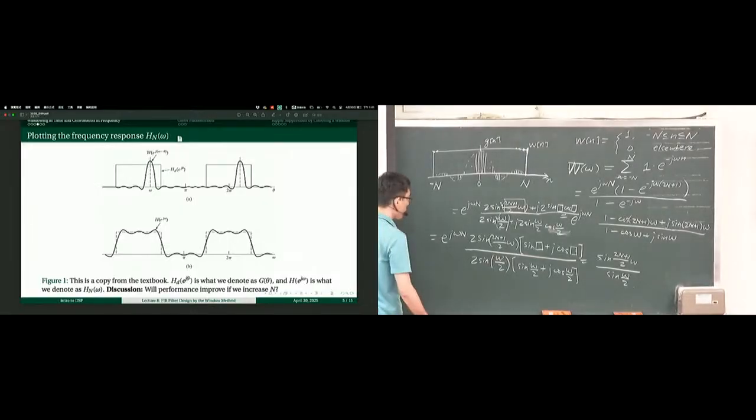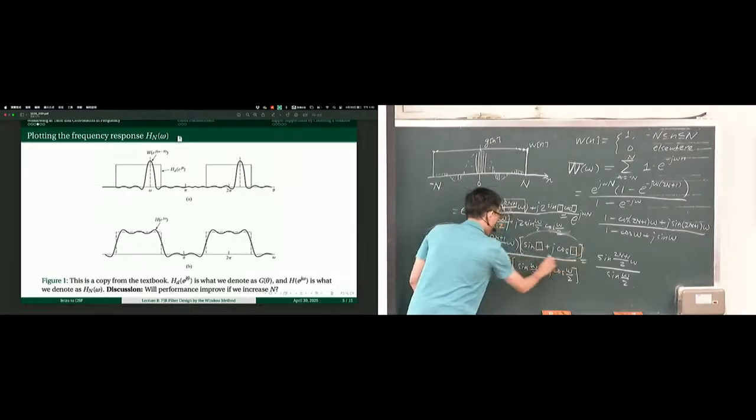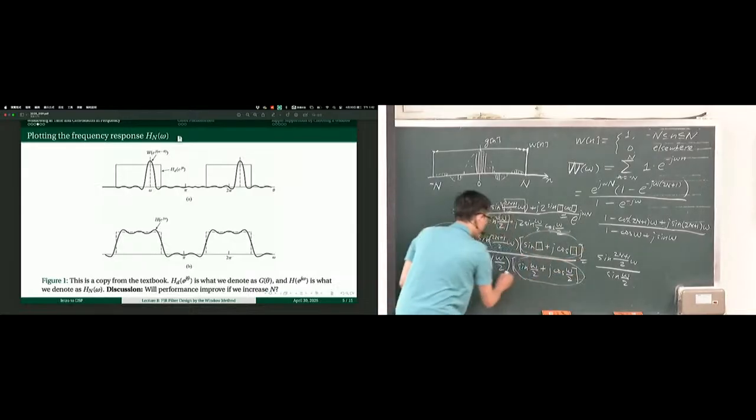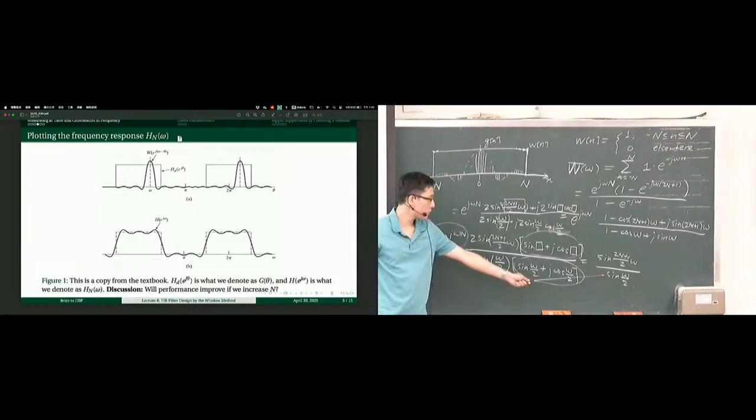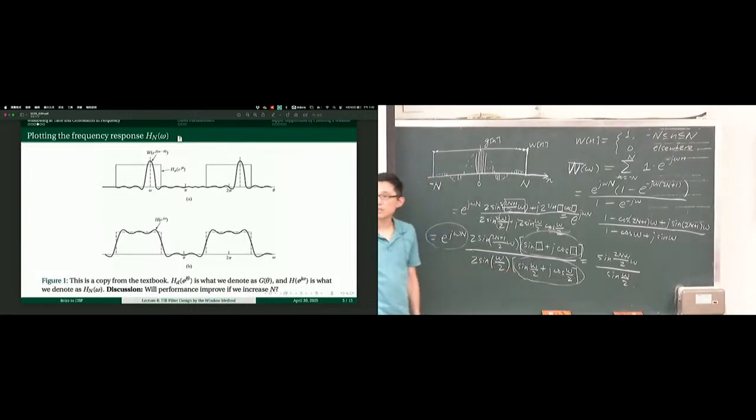The final thing is to notice that it turns out these 3 terms right here, I'm circling, these 3 terms exactly cancel each other, which gives us this final expression. Is it clear? Yes.